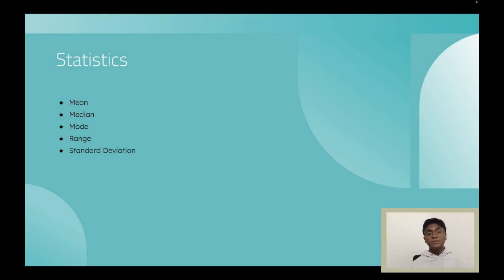So again, for that data set 1, 1, 2, 3, 4, the range should be 4, the biggest value, minus 1, the smallest value. 4 minus 1 is 3, so my range would be 3.